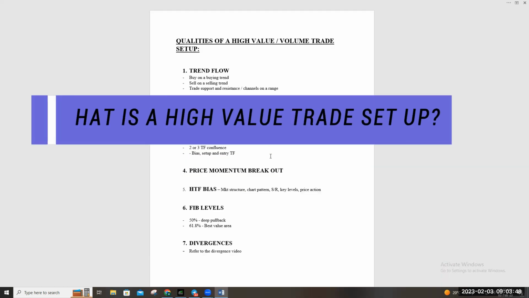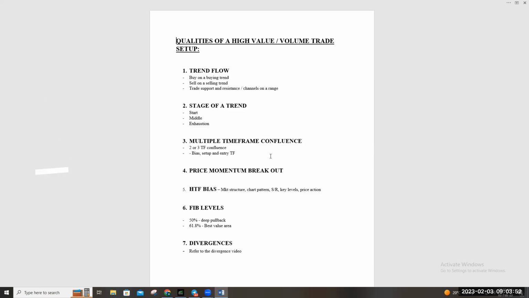What is a high value trade setup? This is a setup that has a high success rate or high probability of being a success. Now, to have a high value setup, it needs to have some of these qualities, so we're going to go through each one of them. Note that a trade setup can have a combination of 2, 3, 4, or even more of these qualities. The more qualities you have, the higher the success rate of that trade setup.